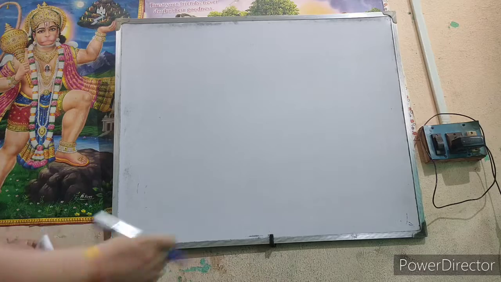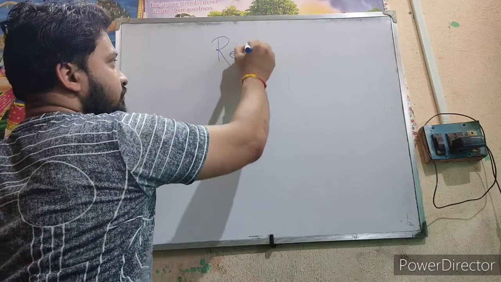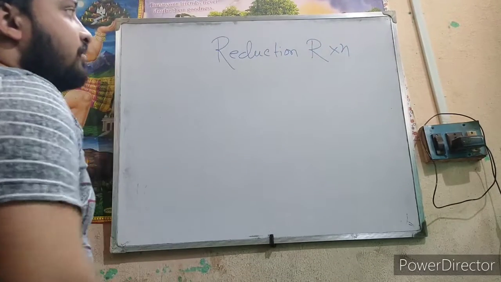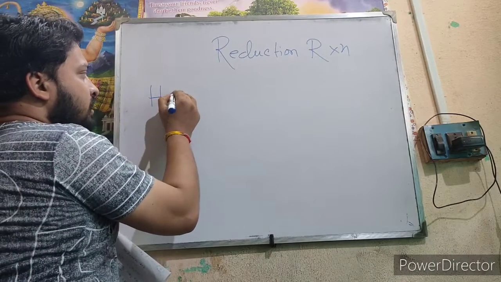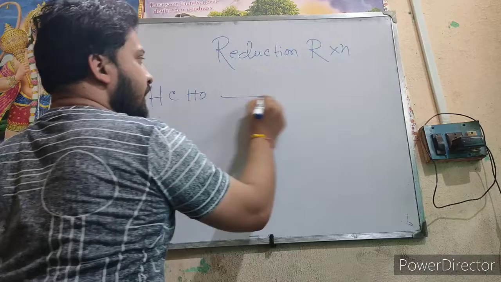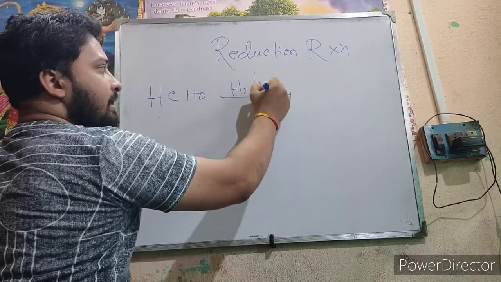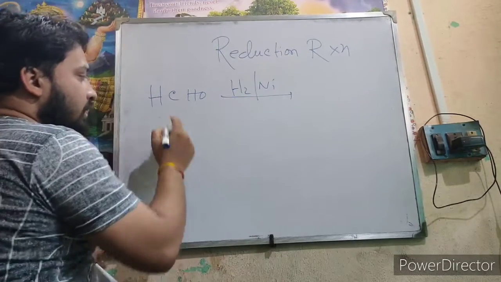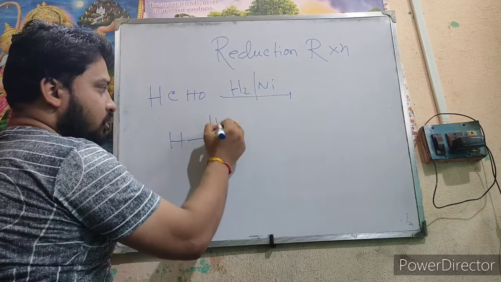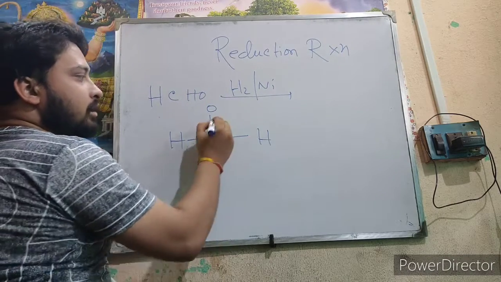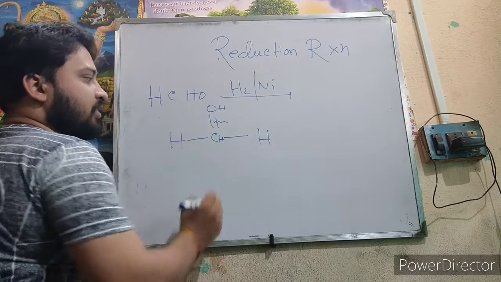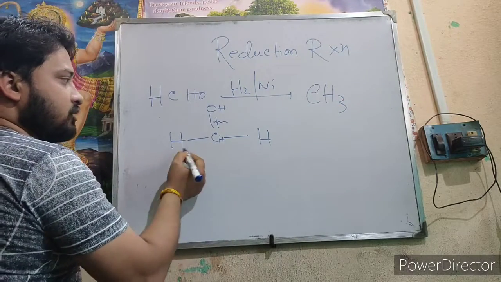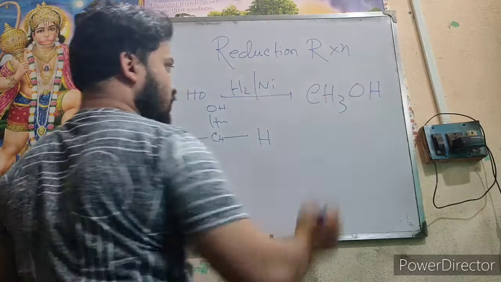Then the next reaction is the reduction reaction. For reduction, if you use HCHO with H2 and Ni, Raney nickel, then what will be the product? If you write HCHO with a double bond to O, you should break this bond and add 2H here. So the product is CH3OH.